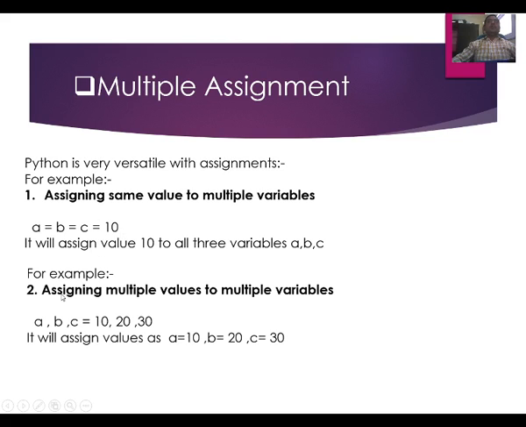Now, assigning multiple values to multiple variables: A, comma B, comma C is equal to 10, comma 20, comma 30. Now it will become A is equal to 10, B is equal to 20, C is equal to 30. It will assign the values in order. So we can assign multiple values to multiple variables in a single line.